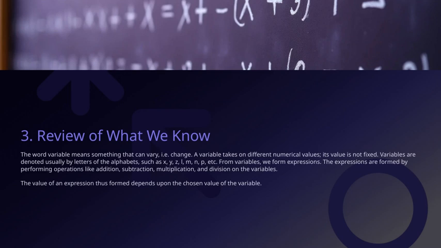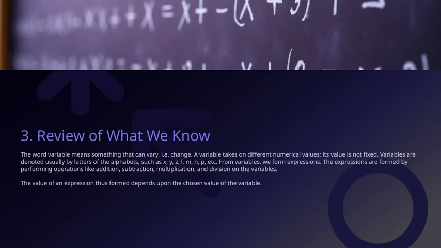From these variables, we can create expressions. Think of expressions as combinations of variables and operations, like addition, subtraction, multiplication, or division. For example, something like 2x + y is an expression formed from variables and operations. The key idea here is that the value of an expression depends entirely on the values we assign to the variables. So, if we change the value of a variable, the value of the entire expression changes accordingly.